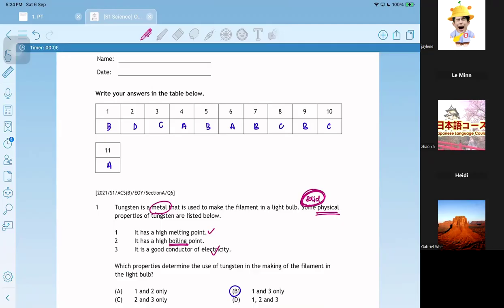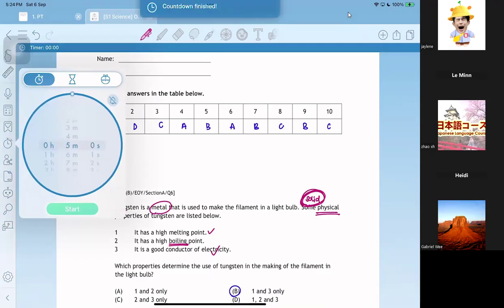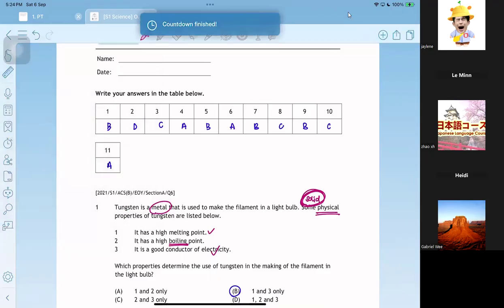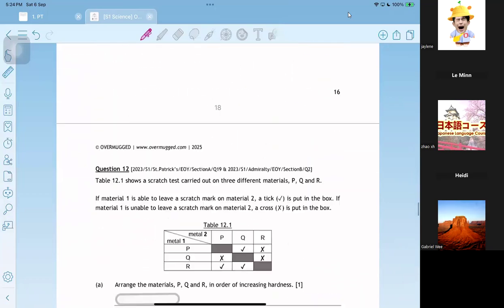Okay, 5 seconds left. Right. Let's move on to the free response.